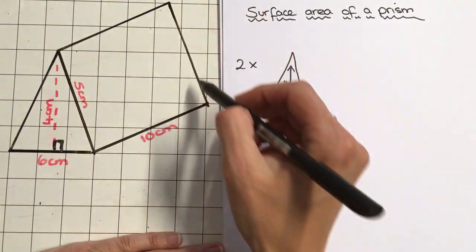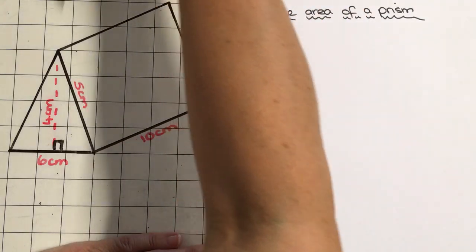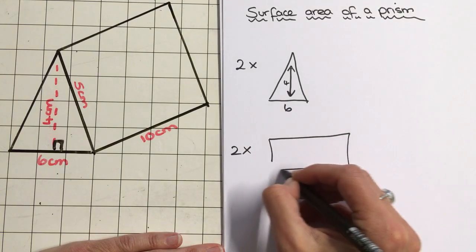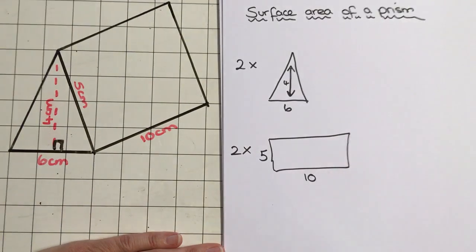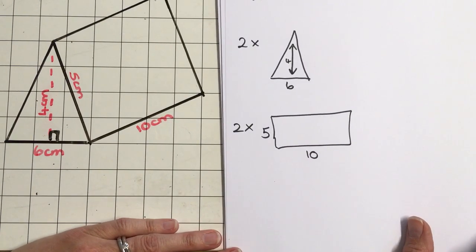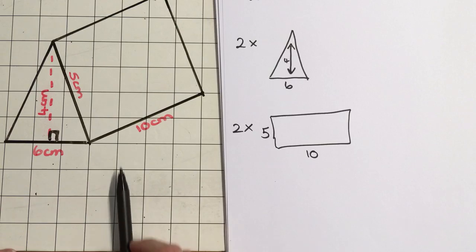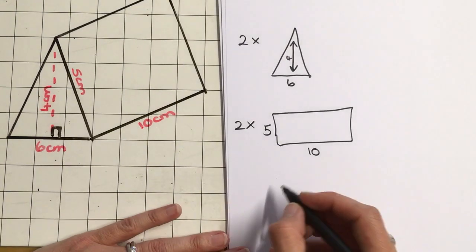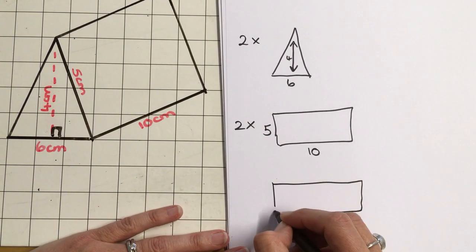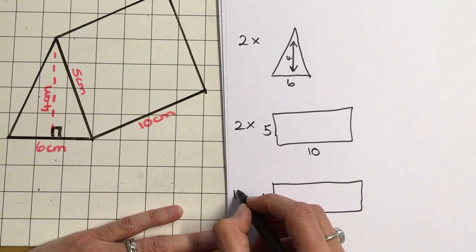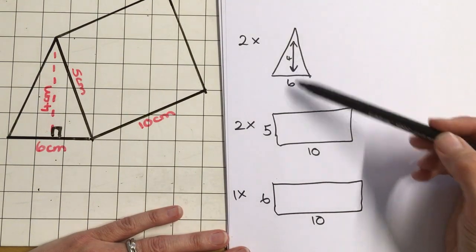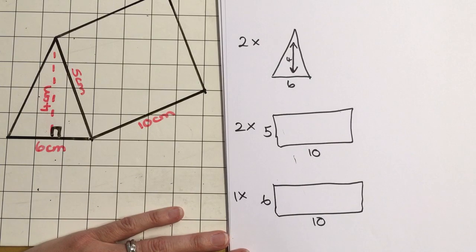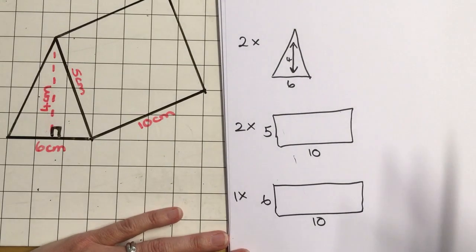Then we have this rectangle here and the same rectangle on the other side that you can't see. So we have 2 of those also, and they are a 5 by 10 rectangle. And then the last face that you can't see is the base. So what the actual triangular prism is sat on, and it's a 6 by 10 rectangle. So it's important that you consider what all the faces look like, and there is only one of those. So there's 5 faces in total, 2 triangles, 2 rectangles that look like this, and 1 rectangle that looks like this. And then we need to work out the areas of the individual parts and add them together.